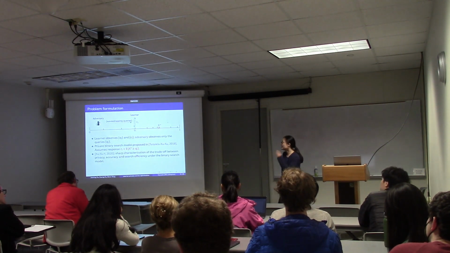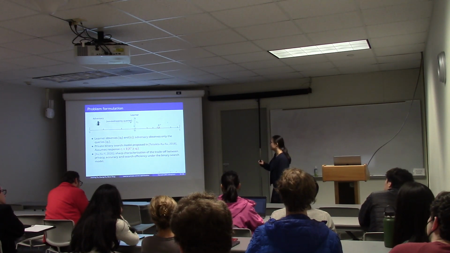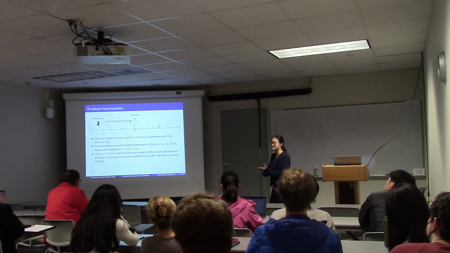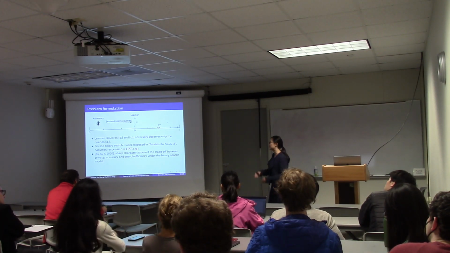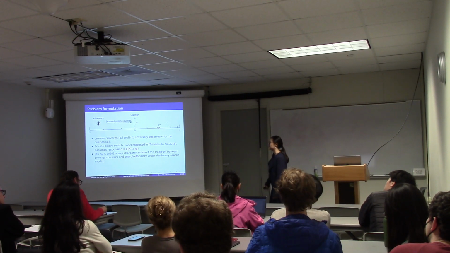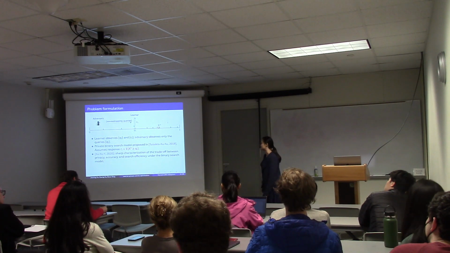So in an earlier work in 2020 with my collaborators, what we did is, in the case of binary responses, we characterize the sharp trade-off between privacy and accuracy and the efficiency of the search. And later in the talk, I'm going to actually quantify what I mean by sharp characterization. But this is when the response is binary, which is a very simple setting.